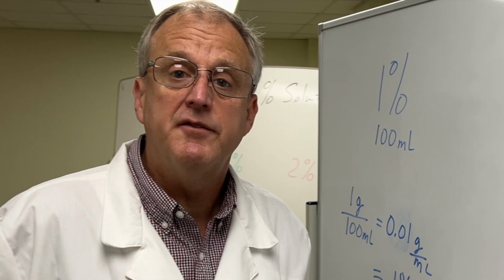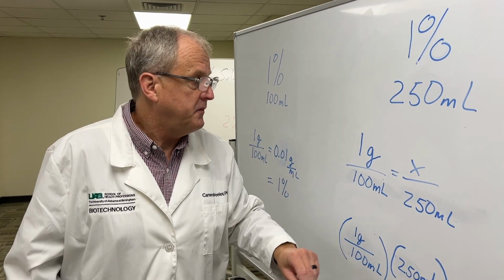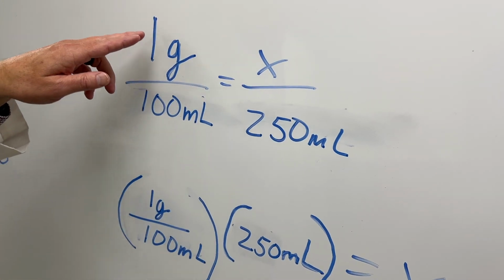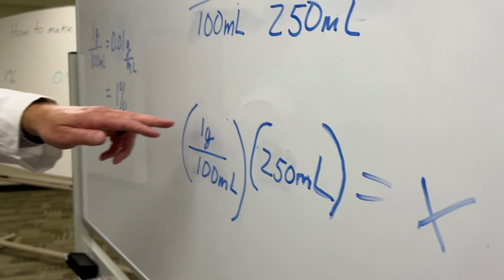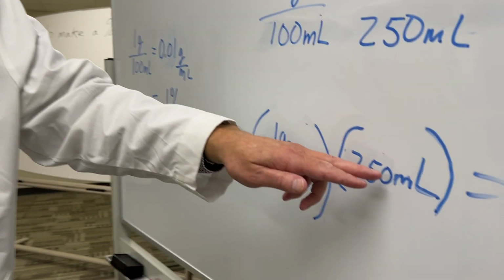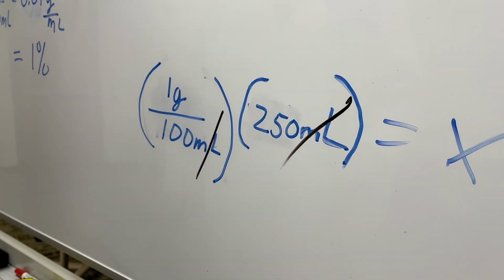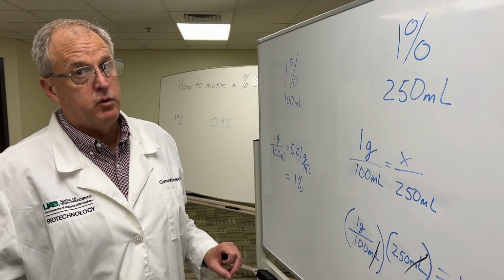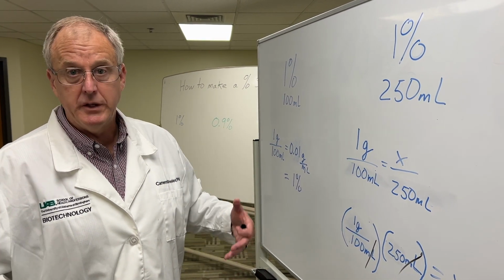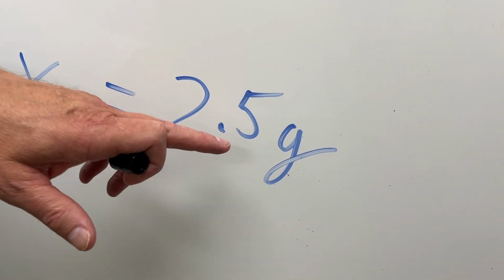We can even do this if I wanted to make 50 mils. It'd be X over 50. Same concept. We're going to solve for X. Rearrange it, X all by itself. We've got 1 gram per 100 mils. Multiply that by 250 milliliters. Milliliters cancel out, and we're left with grams, which is what we want. We want to know how much we need to add. Solving for X, that comes to 2.5 grams.